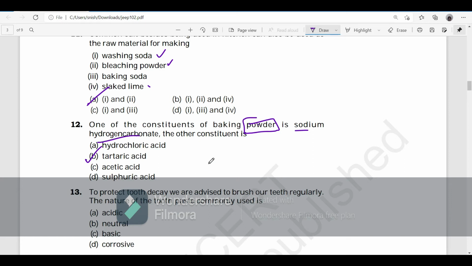Next. To protect against tooth decay, we are advised to brush our teeth regularly. The nature of the toothpaste commonly used will be of which type? Yes, it is basic, because in our teeth, after you eat food, acids are formed, and there are bacteria. To kill that bacteria and to neutralize the effect of the acid, a base needs to be added.